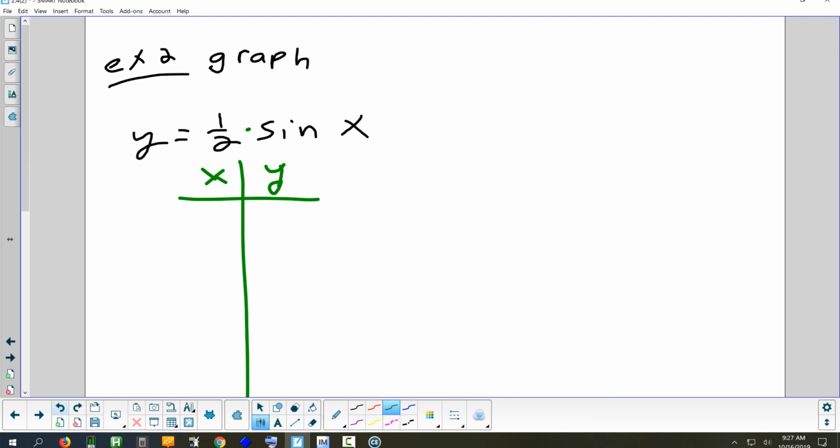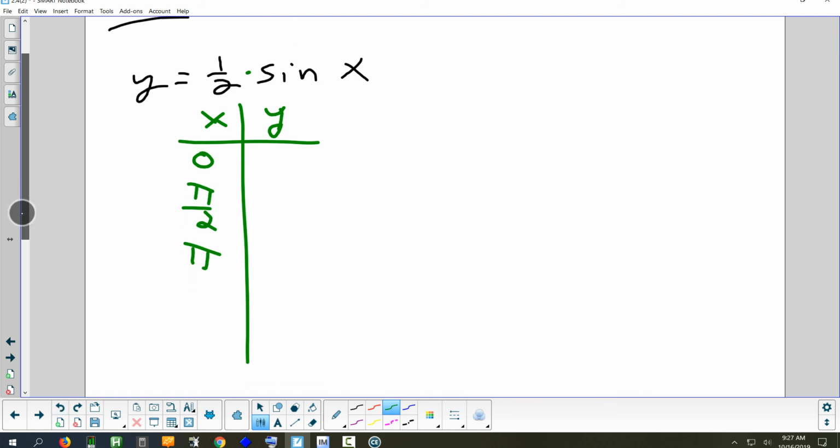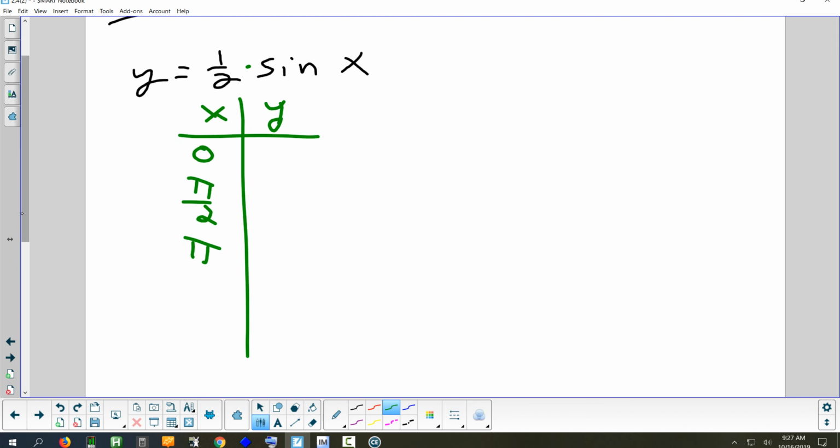All right, so Cal, what column stays the same when we do one of these? X. Yep, keep the x's the same. So if not yet, hopefully by the end of the week, you're going to start to memorize these: 0, pi over 2, pi, 3 pi over 2, 2 pi.